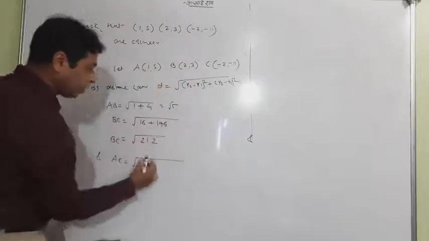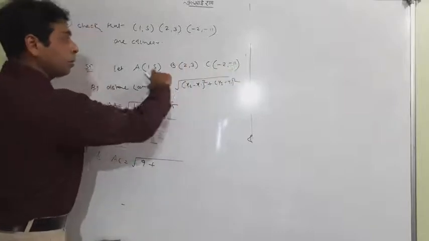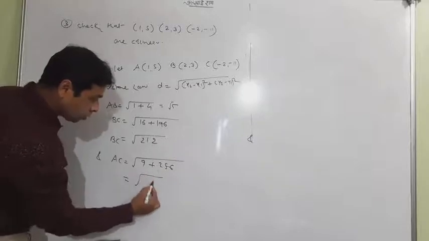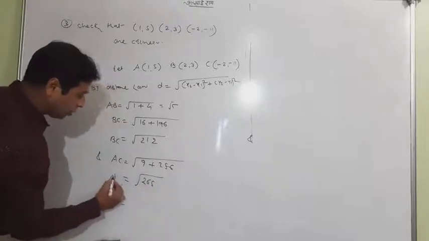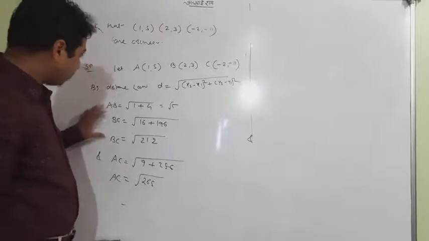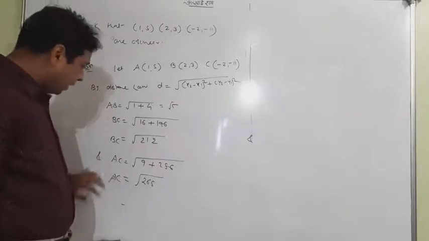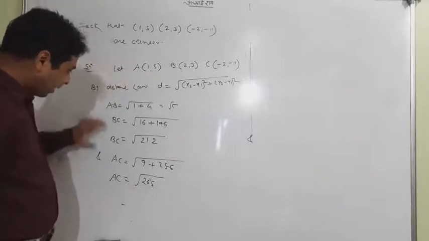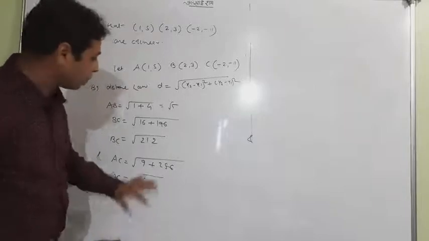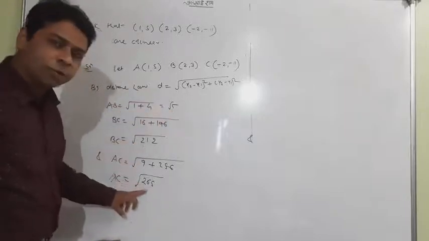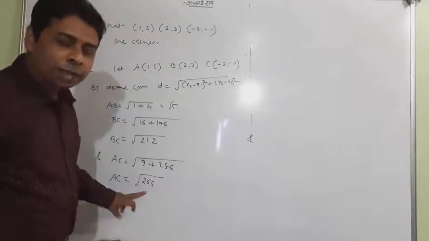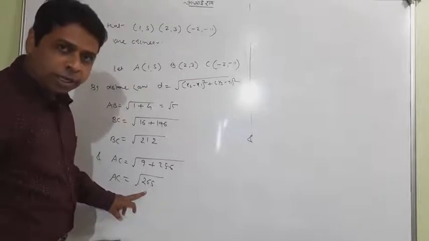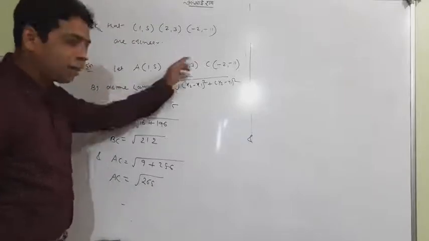Minus 2 minus 1, minus 3, is 9. Minus 11 minus 5, minus 16, is 256. So this is going to be root 265. And I am sure that you can understand that AB, BC and AC are the three sides, where it's not going to be true that the sum of any two sides equals the third side. You know it's root 5, root 212 and root 265. These are not the specific values, and one can be assured that the sum of any two sides is not equal to the third side. We can say that A, B, C this time are not collinear.